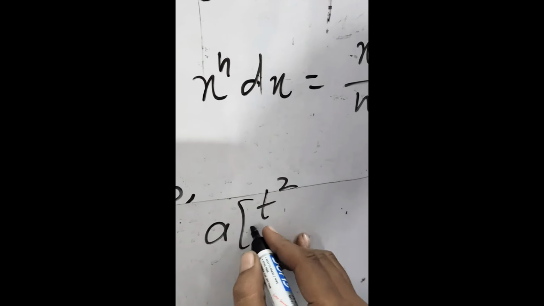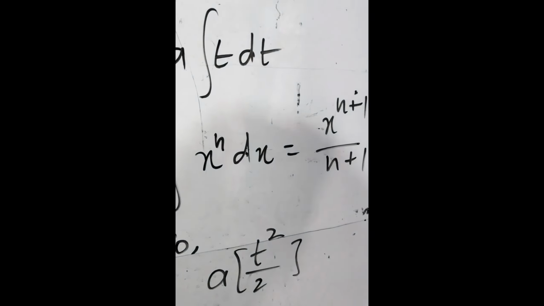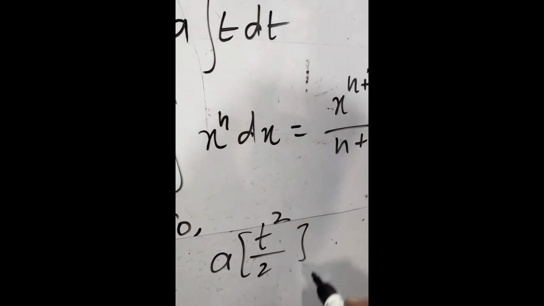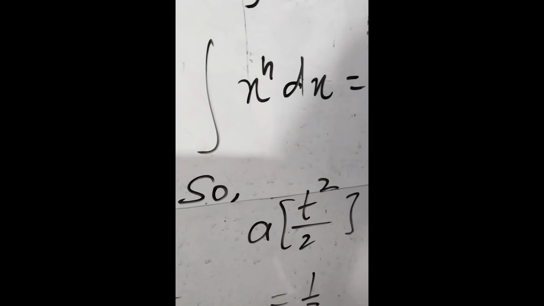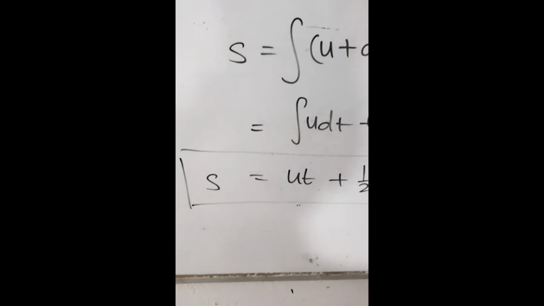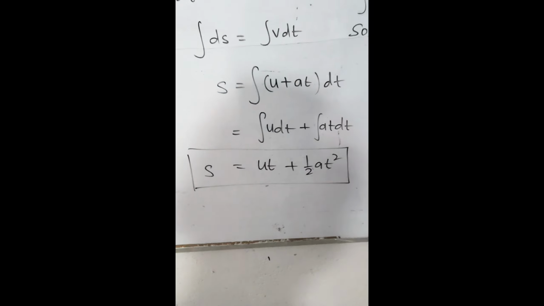So a t square by t, because there is power 1. T has one power, so 1 plus 1 is 2, and 1 plus 1 is 2, so this 2 and this 2, so half at square. That's how it becomes half at square. So the entire formula is s is equal to ut plus half at square.